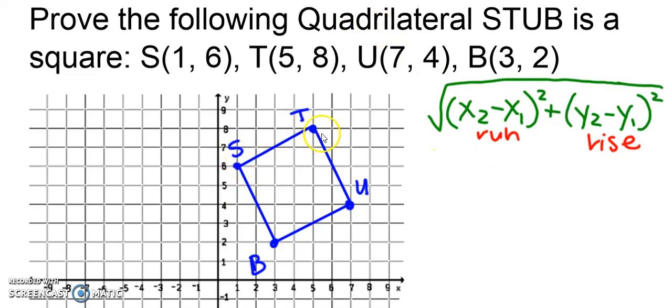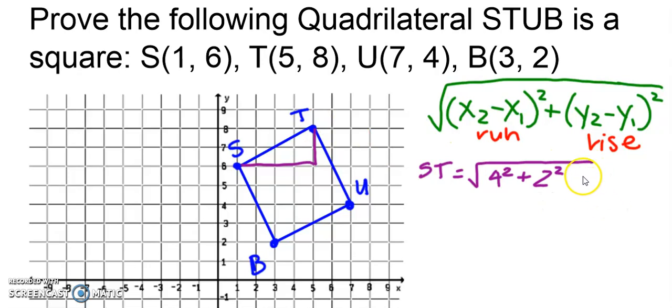So if I'm finding ST, I count the run from S to T. I go 1, 2, 3, 4, and then I go up 2. So I'm going to plug in 4, which was my run. I'm going to square it, and I'm going to add it to 2 squared, which is my rise. And then I can work that out. 4 squared is 16. 2 squared is 4, and we get the square root of 20. And I'm not even going to do anything with it because if I get the square root of 20 for my other answers, without simplifying, I'll be able to tell that all 4 are the same. So next I'm going to do TU.